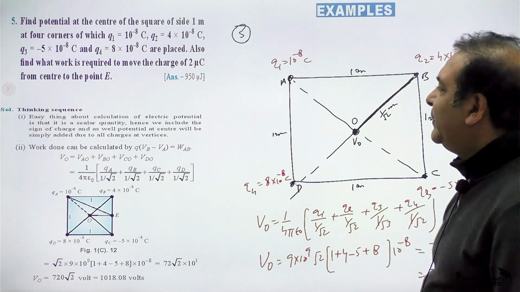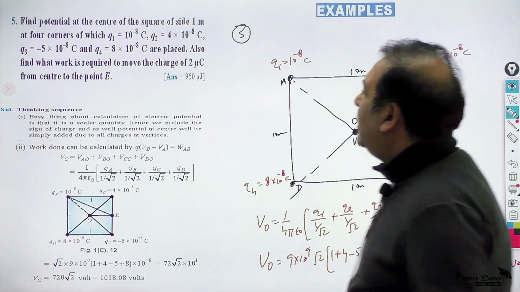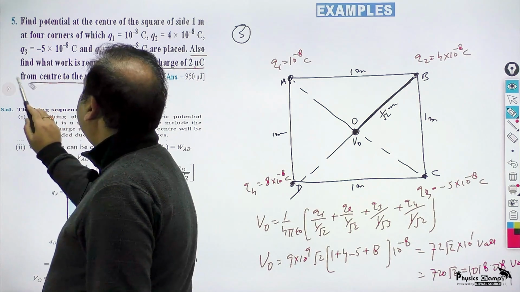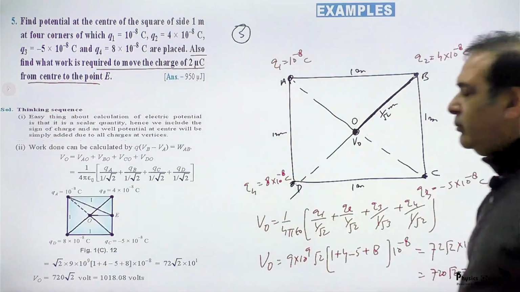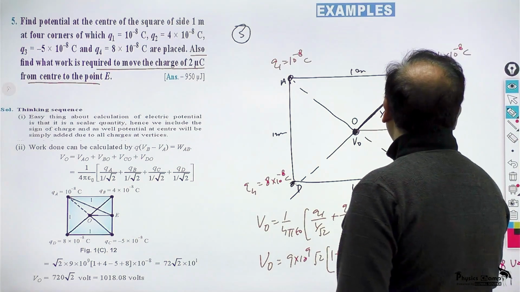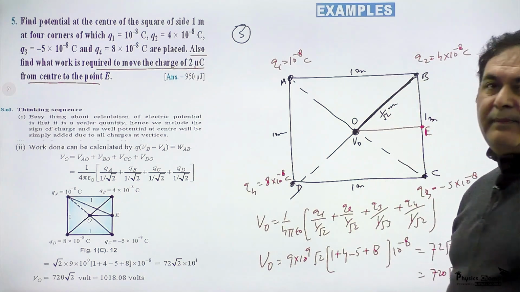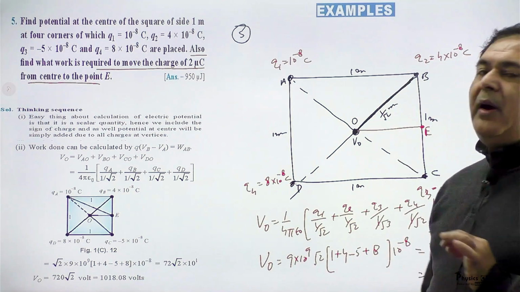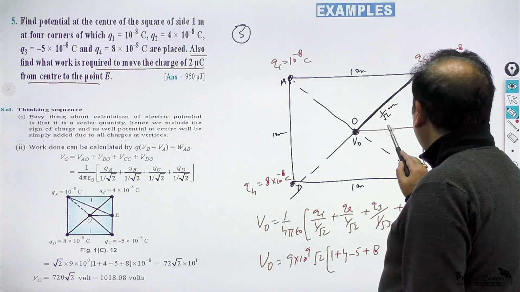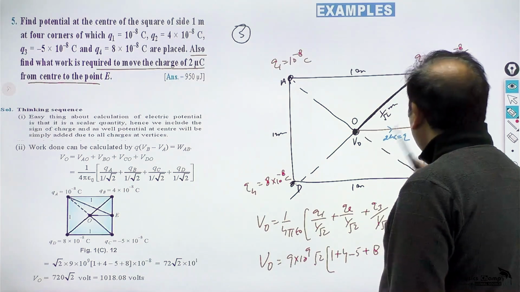It was simple. Also find, now this is an important point, also find what work is required to move a charge of 2 microcoulomb from center to point E. Now look at this question. Here you have a point E, and it is here. What work is required to move a charge of 2 microcoulomb? So I am shifting a charge of 2 microcoulomb from O to E.